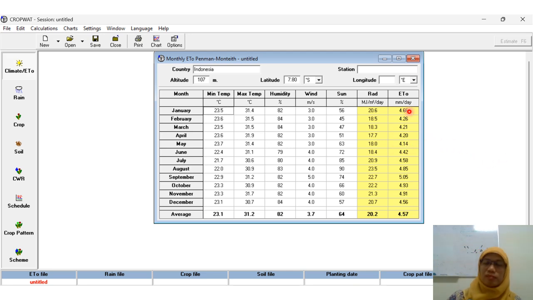After that, you can retype the ETo here to our Excel. You cannot just copy and paste, because this CropWat cannot be copy pasted. So you have to retype the ETo to our Excel.